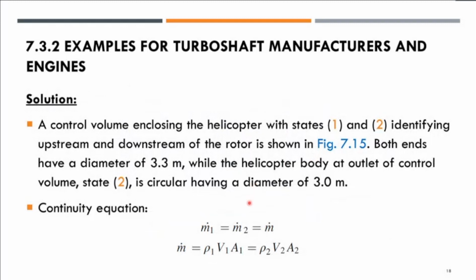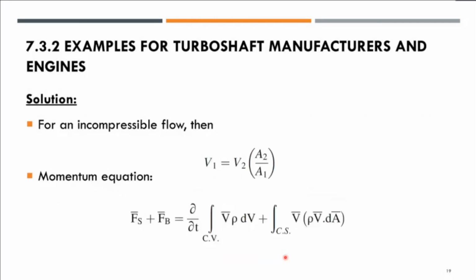Using the continuity equation, we assume that the mass flow rate of air at station 1 is equal to the mass flow rate of air at station 2, which is also denoted as m dot. So in the continuity equation, we look into the density, the velocity, and the area, which is equal at state 1 as well as state 2. For any incompressible flow, we know that the velocity at 1 is equal to the velocity at 2 times the ratio of the area at 2 over the area at 1.